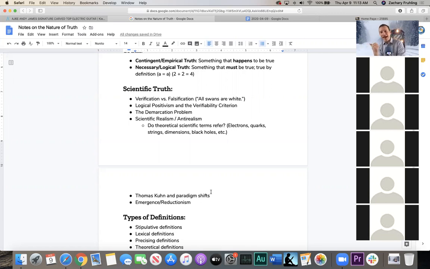But there is a finite number of swans, so this is theoretically possible. It's not very practically possible, perhaps. And especially difficult when you get into other areas of science.